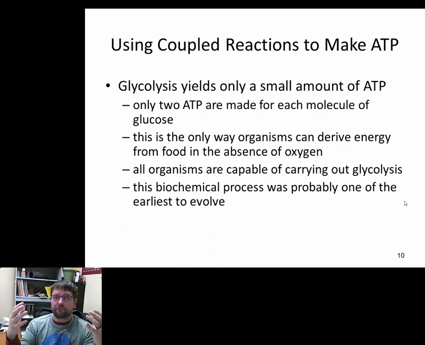So to keep going on that aspect of evolution, since all organisms can do it, and we know that archaea are probably 1.5 billion years old at least, that's a really old biochemical pathway, and it hasn't changed much. It's not very efficient, but it works well enough that organisms can stay alive in regions where there is no oxygen.